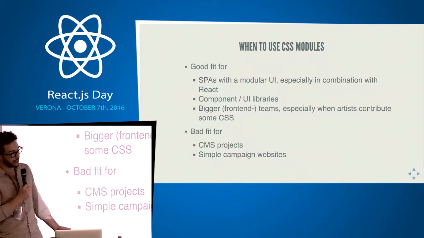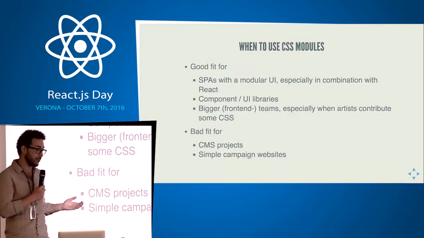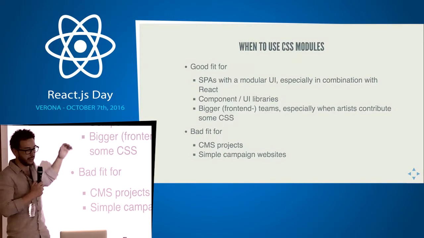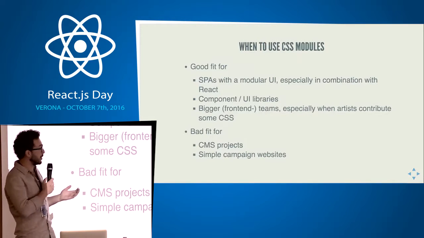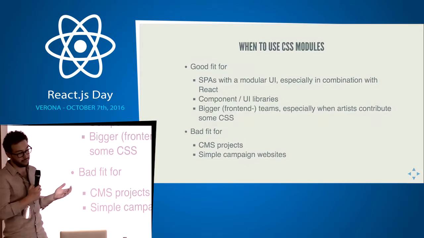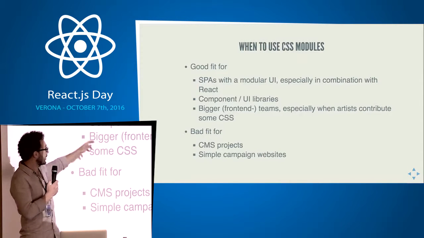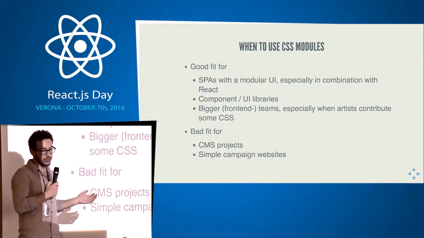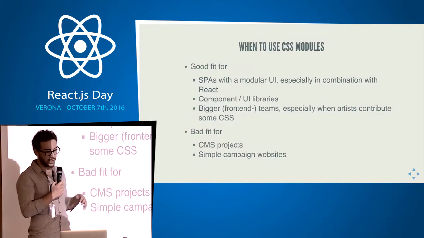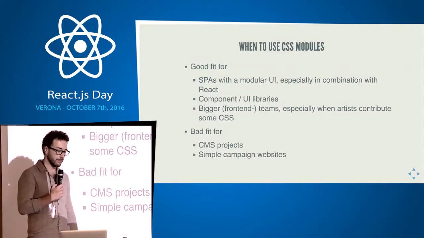So when should you actually use CSS modules? I mean, they are nice, but there are probably some good fits and some bad fits for this technology, like everything. It works really well if you have single-page applications with a modular UI, and if you use React anyway and you have Webpack set up, it's so simple to add to your project that it's maybe even a bad thing not to do it. If you have a component or UI library that you open source somewhere, you can use local CSS in CSS modules in your library, and it works really well. I did that too, and it was no problem at all.